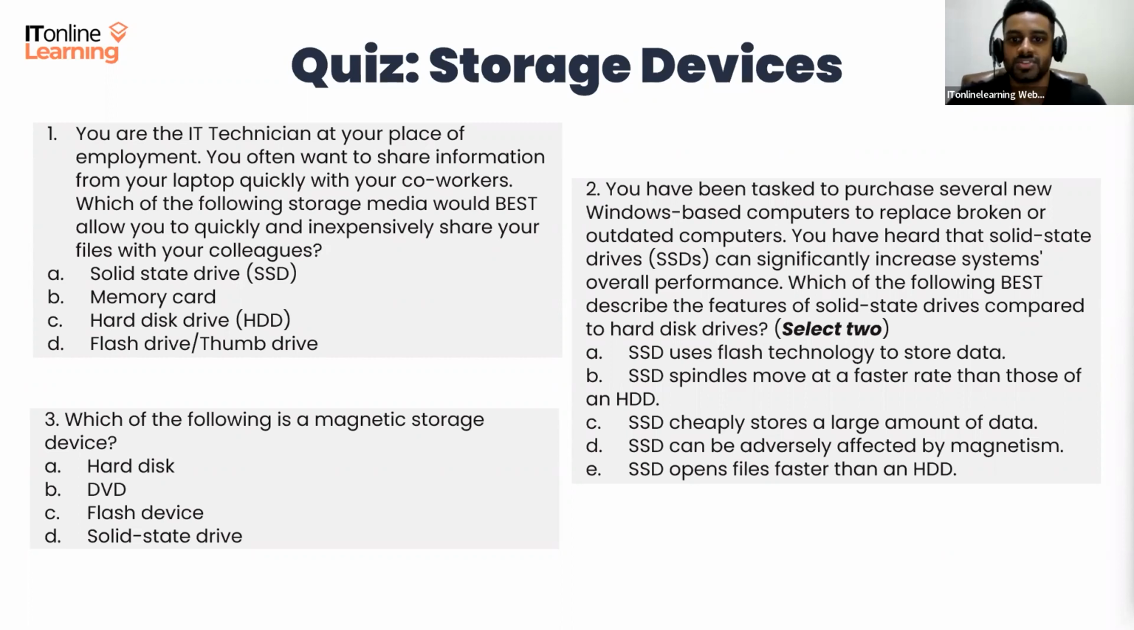So looking at question number 3. Which of the following is a magnetic storage device? I think this would have been one of the more obvious answers. So if you chose A, hard disk drive, you would be correct. The hard disk drive, or hard disk, is a thick magnetic disk encased in a protective shell. So that is the quiz for the first session, which is storage devices.